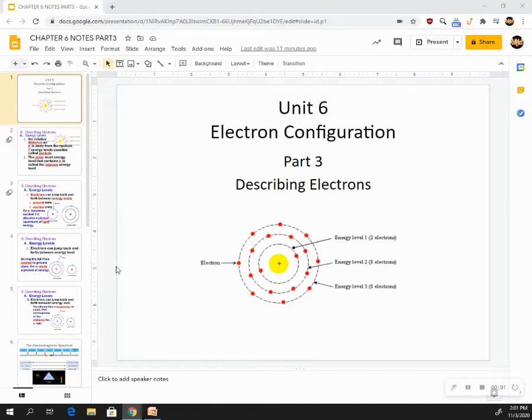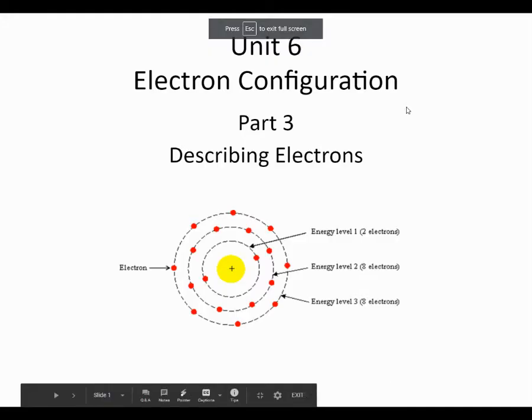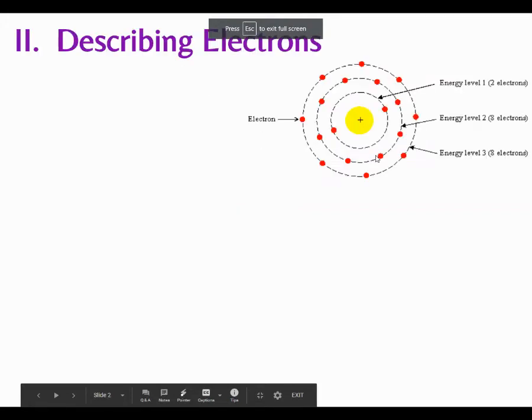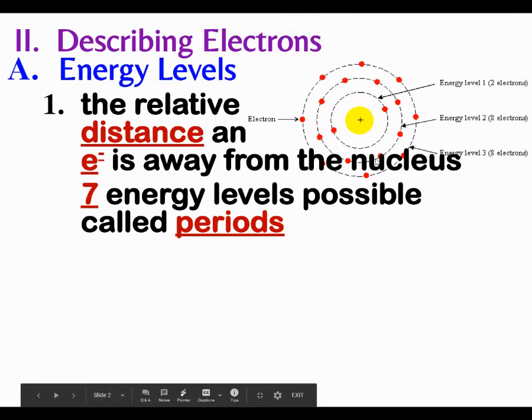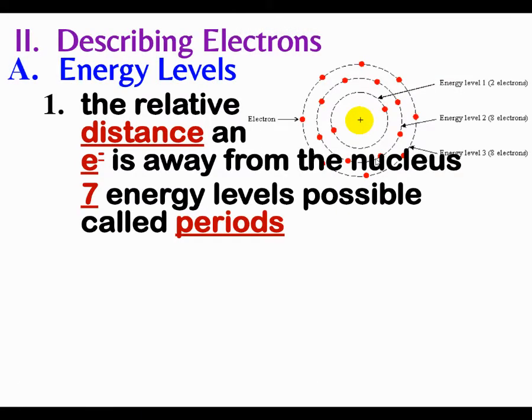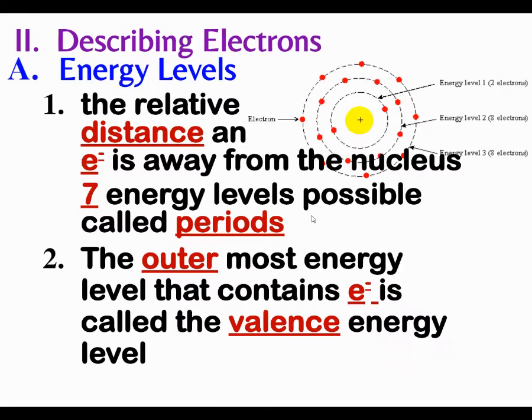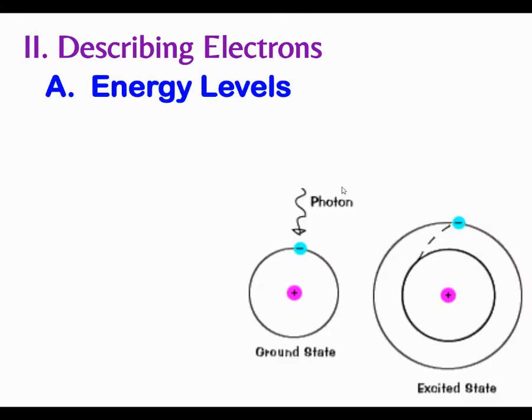All right, so we've been talking about electron configuration over the last few lessons. We're going to dive even deeper into that. So remember our energy levels. Our energy levels are the relative distance away from the nucleus. The 7 possible energy levels are also called periods. The outermost energy level is your valence electrons.